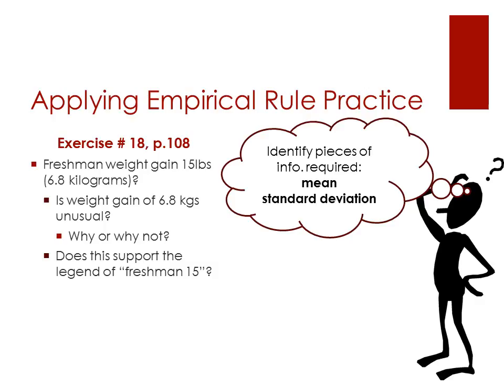If the question is asking you whether something is unusual, that tells you that you need to be applying the empirical rule of 2 standard deviations. In order to calculate your 2 standard deviation distance, you of course need to have your standard deviation, and you're also going to have your mean.